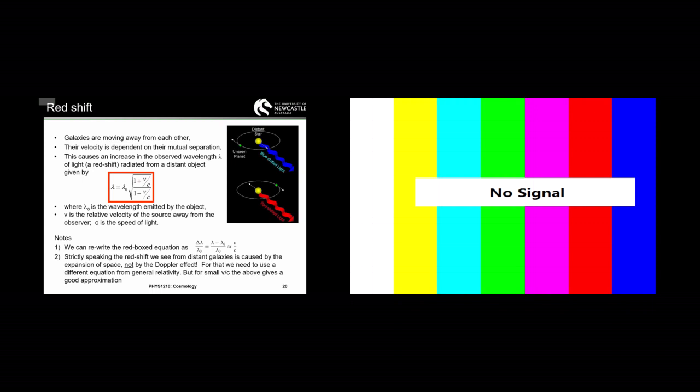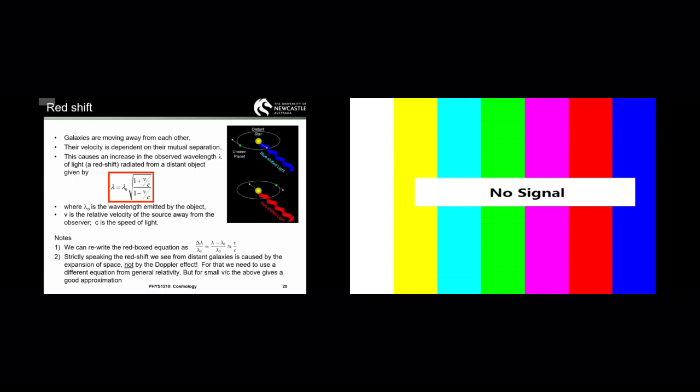The other note is that, strictly speaking, the redshift that we see, although I've just gone through and explained everything to you in terms of Doppler shift, strictly speaking, the redshift that's observed is not from the Doppler effect. The wavelength of light is not stretched due to the speed that the object is moving away necessarily, but it's sort of indirectly that. It's actually stretched due to the expansion of space-time.